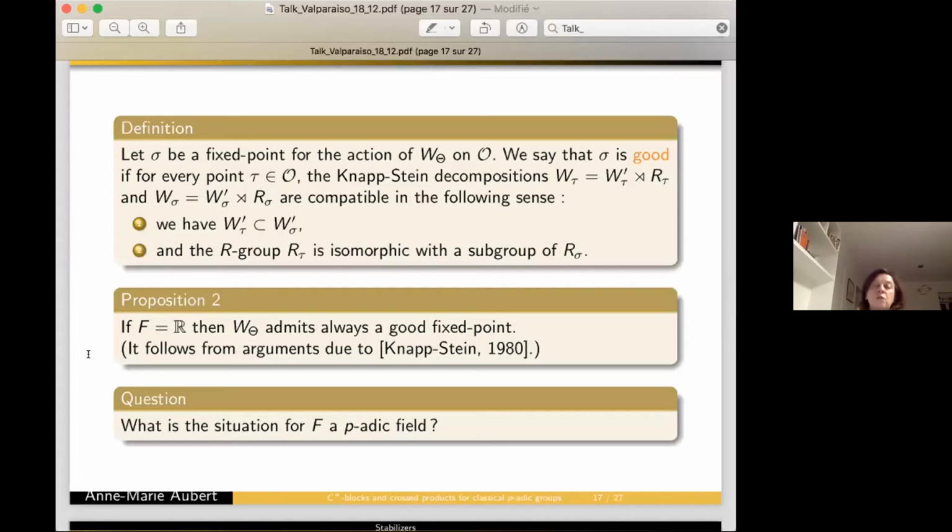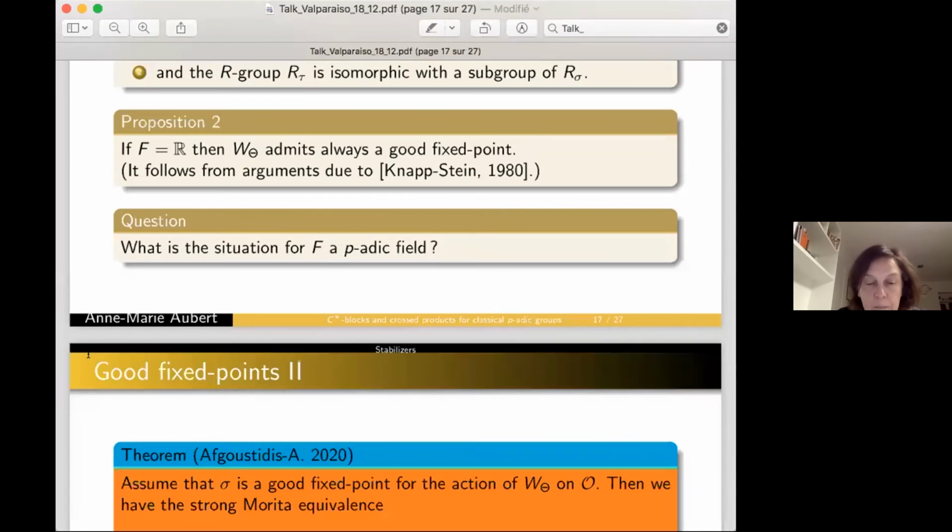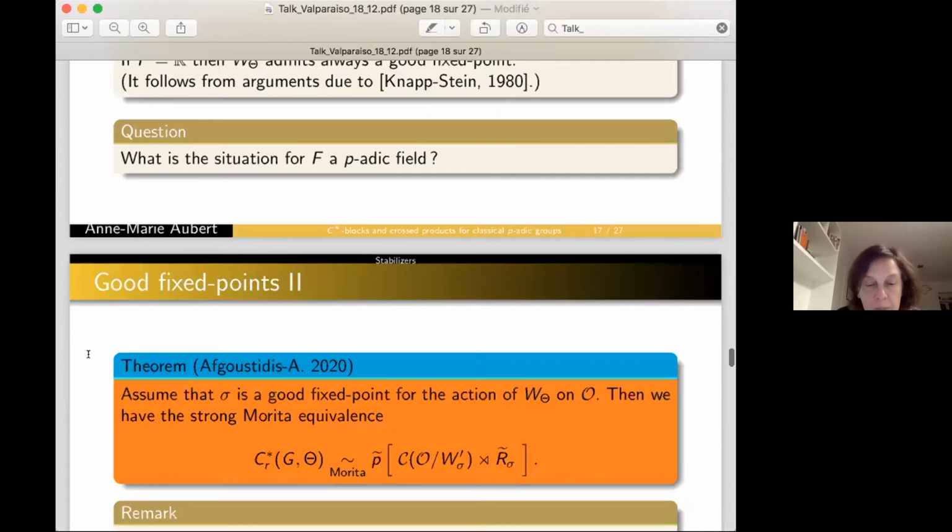So now, what is the situation when F is p-adic? The answer is that it's not always true. We have situations in which we do not have a good fixed point. I will explain a bit more on this later. But first, assume that we are in the good situation. Assume that we have a fixed point which is good.